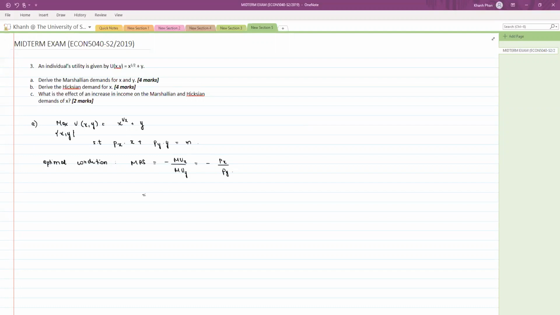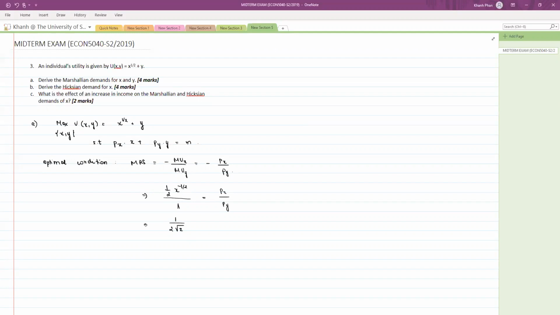Now the marginal utility of x: if I differentiate the utility function with respect to x, I get half of x to the power negative half, and the plus y just disappears. The marginal utility of y is just equal to 1. And that is equal to px over py. Now I get rid of the negative sign on both sides of this equation. From here I should be able to find the value of x. This is half of 1 over x to the power half, so it's just 1 over 2 square root of x.